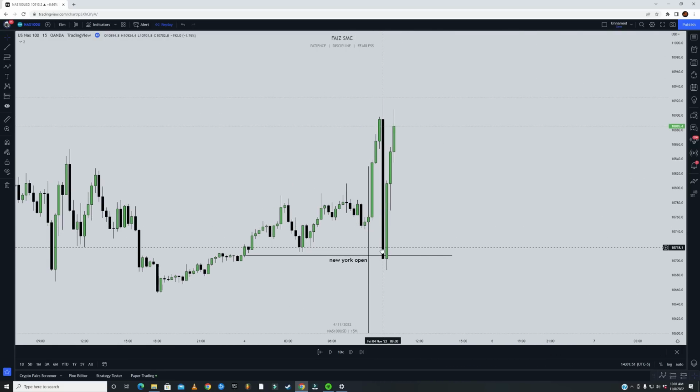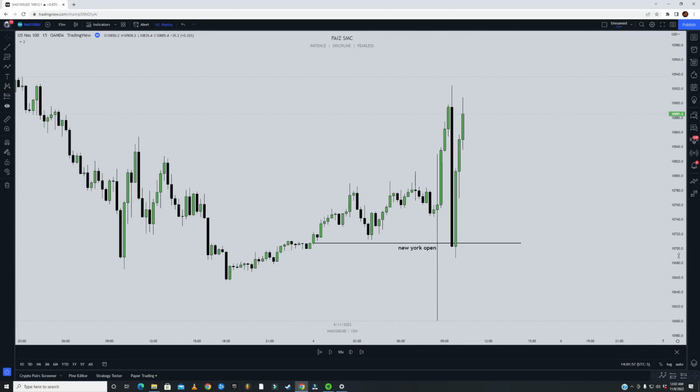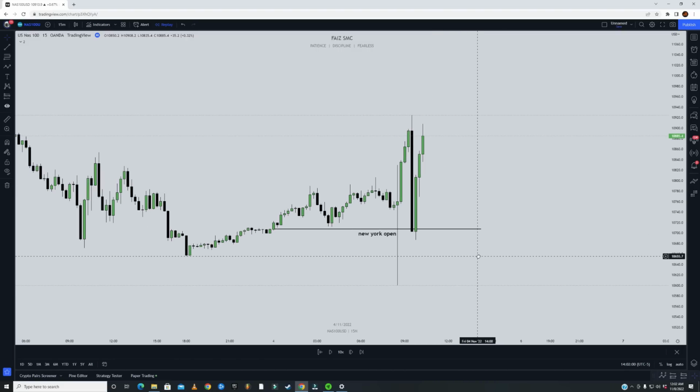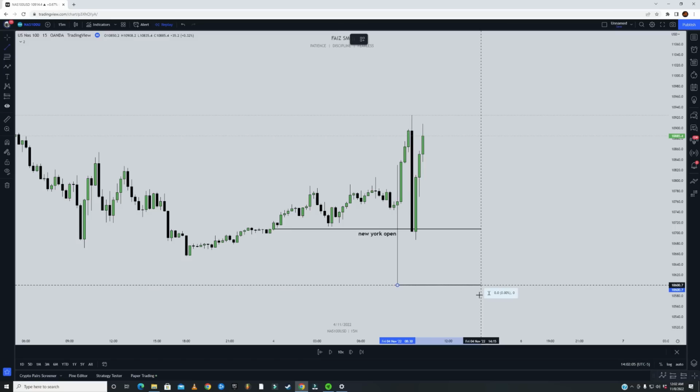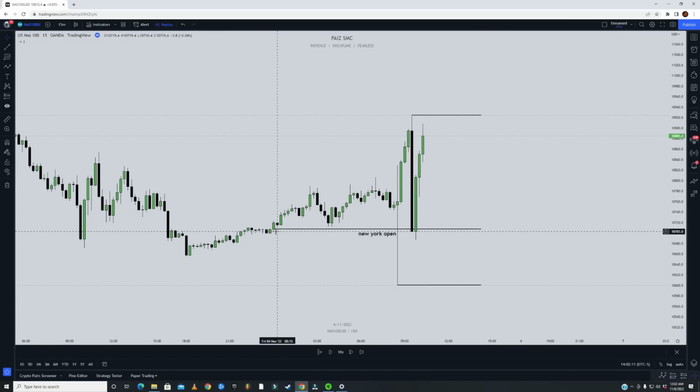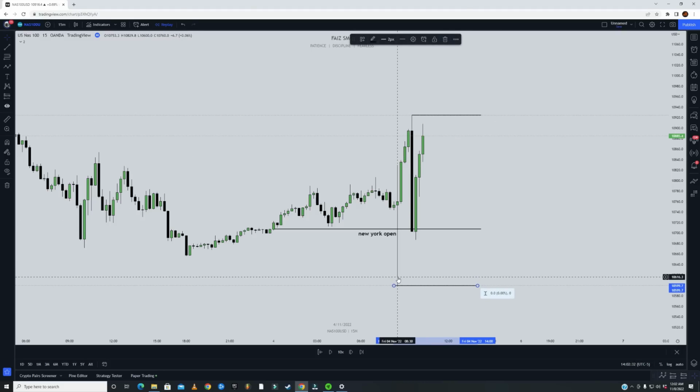Once the candle closes at 9:30, you can see the candle closed here. You want to mark out the high and the low of the day. So this is the low, and this is the high. We have the New York open at 12 a.m., and then we have the high of the day, and this wick down here is the low of the day.